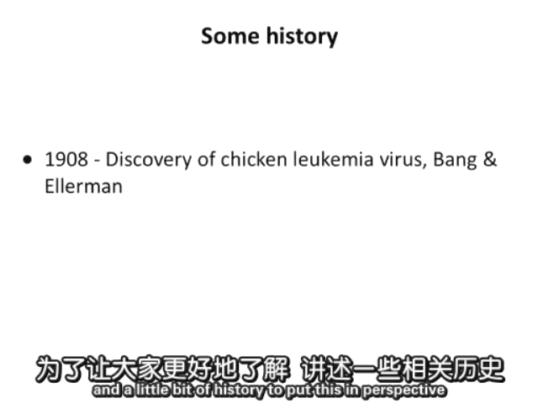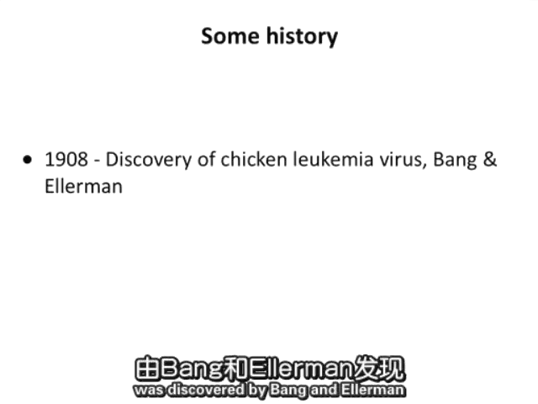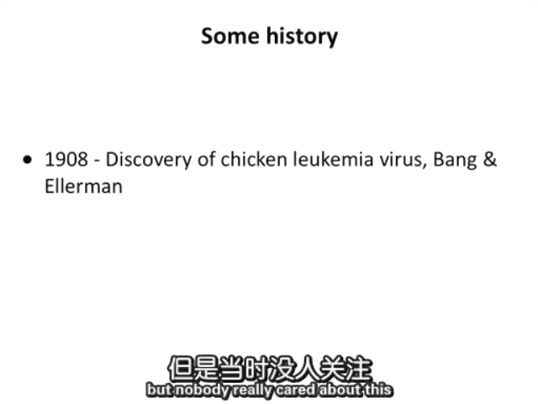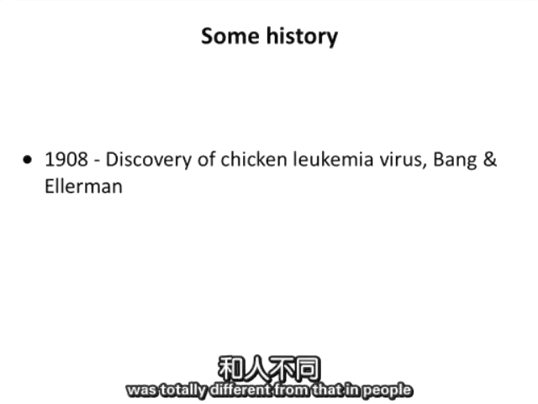All right, today we're going to talk about reverse transcription and integration, and a little bit of history to put this in perspective. In 1908, the first tumor virus was discovered by Bang and Ellerman. This was a virus that caused leukemia in chickens. But nobody really cared about this, because they believed that cancer in animals was totally different from that in people.